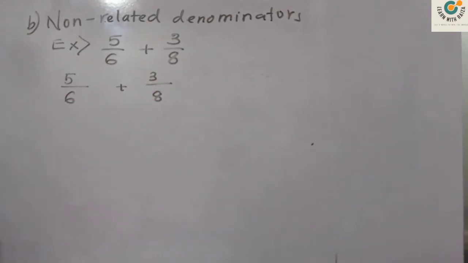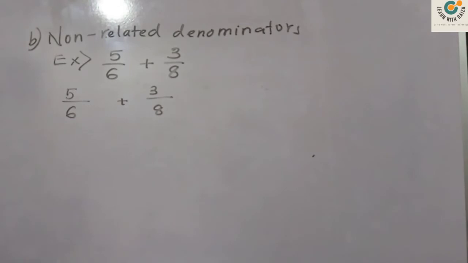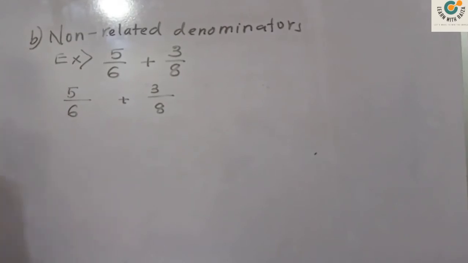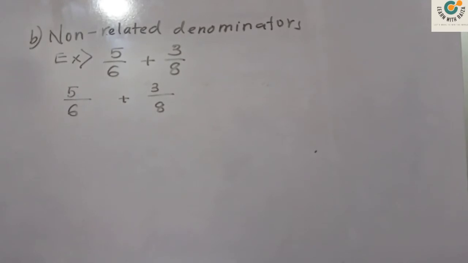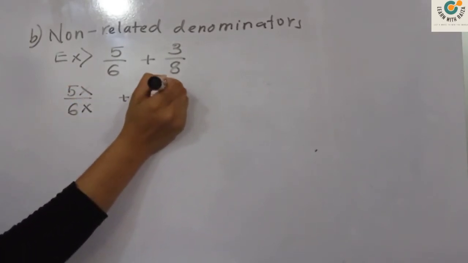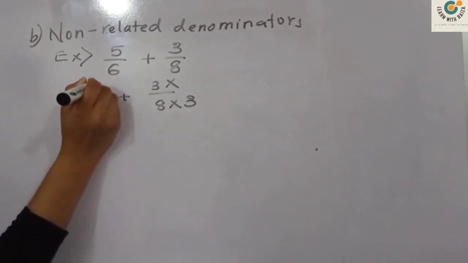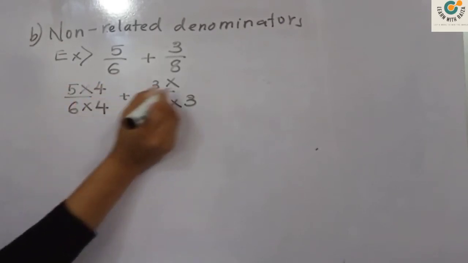We should get the LCM. Now what is the LCM? What is the least common multiple that you can find in both the 6 times table and the 8 times table? 24. So how to get 24 now? By 6 and by 8. 8 times 3 and 6 times 4. So you are multiplying both numerator and denominator by the same number.